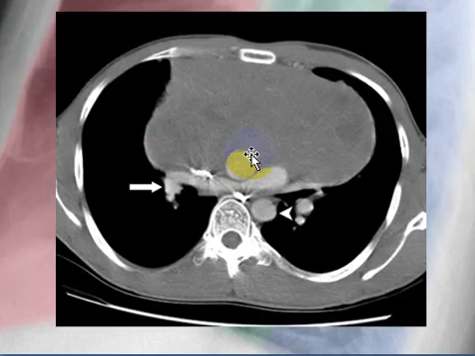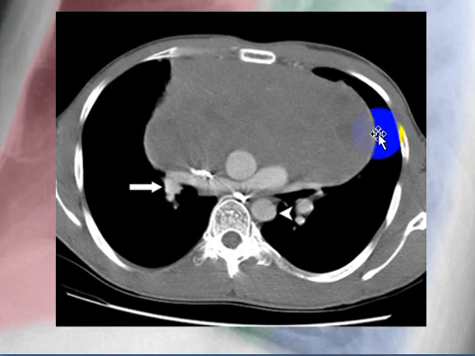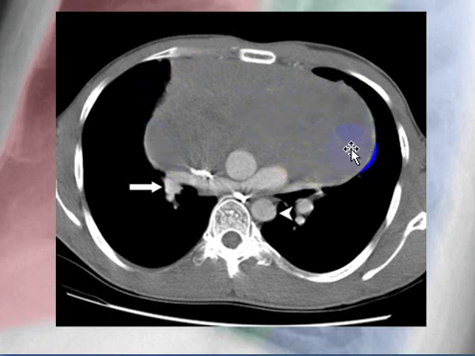Here you will see the obliteration of the anterior junctional line in this patient with a large anterior mediastinal mass due to lymphoma. We see that the mass has a soft tissue component and a hypodense area due to cystic degeneration in this patient with lymphoma, and it is compressing the blood vessels.